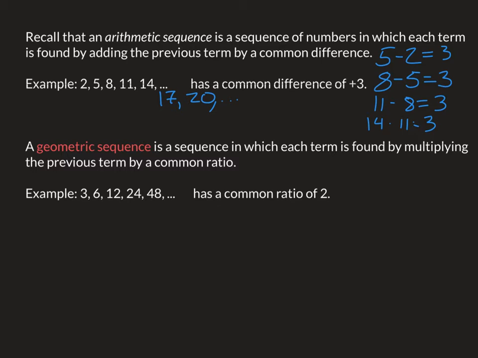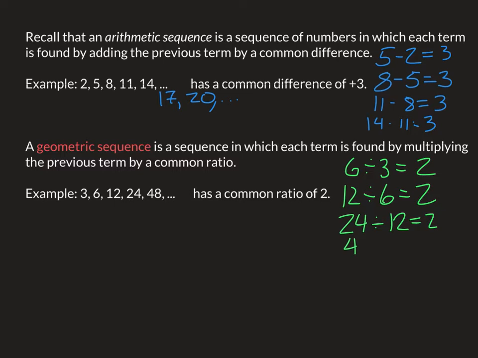Again, we can tell that if I take the second term 6 and I divide by 3, the result is 2. If I take the term after that, 12, and divide by its previous term 6, the result is 2. If I do 24 divided by 12, the result is 2. 48 divided by 24, the result is 2. So the ratio here, meaning a number that we repeatedly multiply by, is 2. If I were to go to the next terms, 48 times 2 gets me 96. 96 times 2 is 192, and so on.